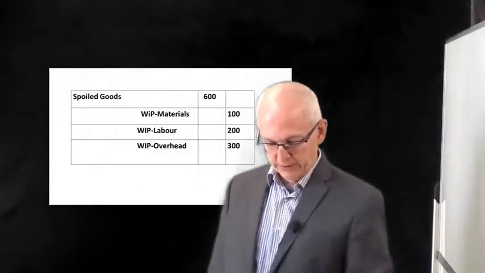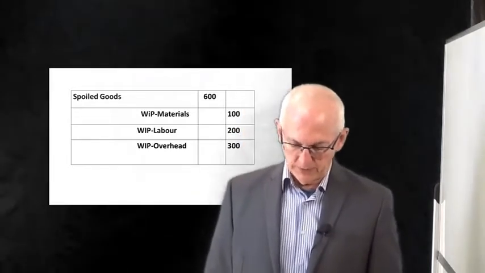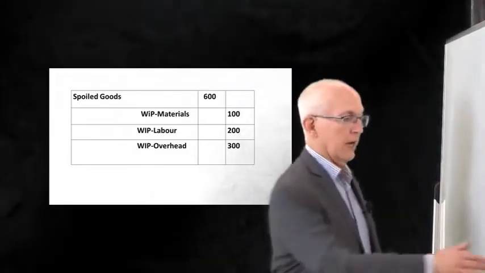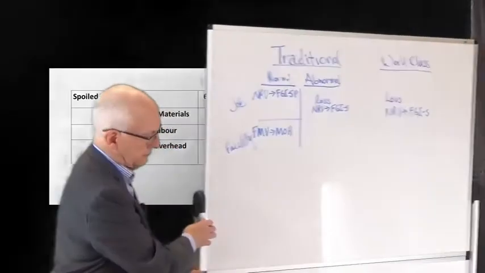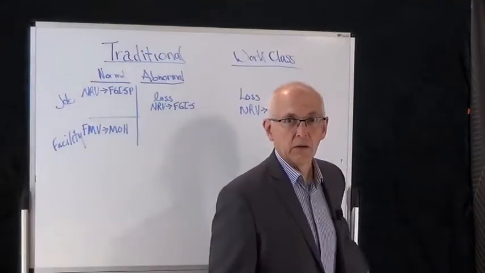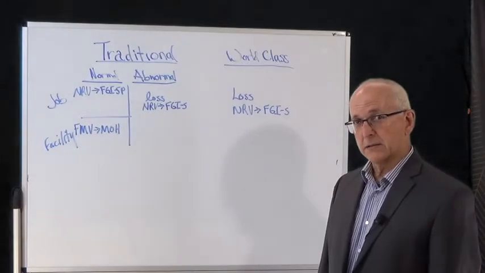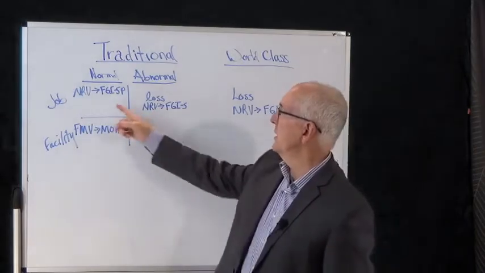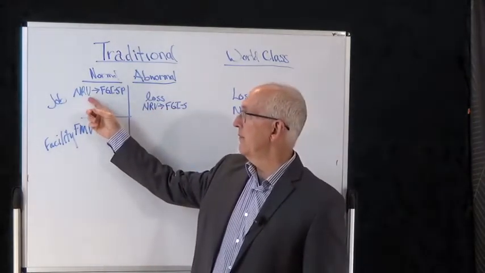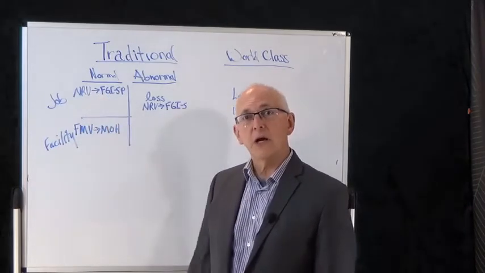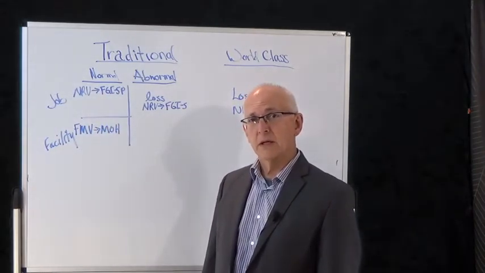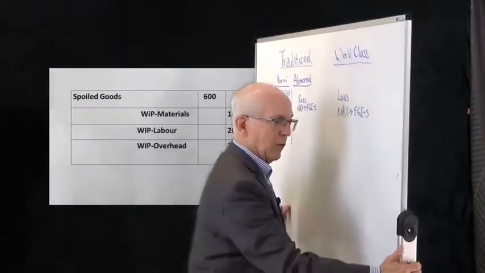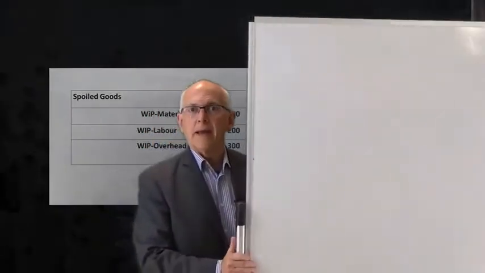So we have spoiled goods, $600, WIP materials, $100, WIP labor, $100, $200, WIP overhead. Okay. So we know from this model that we have here that in these three cases, we're going to pull the net realizable value out and put it into FGI, finished goods inventory. So let's take a look at that journal entry that they're talking about and say, what were they trying to do? And how much were they pulling out?